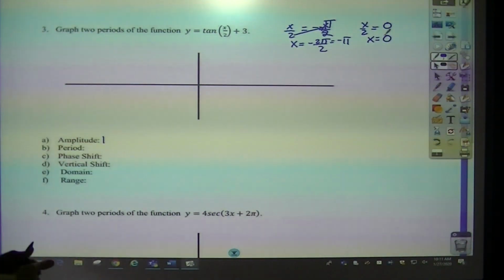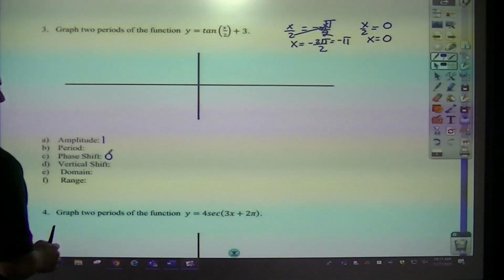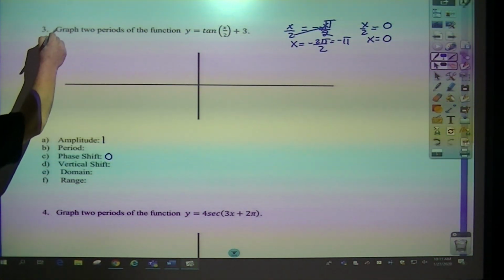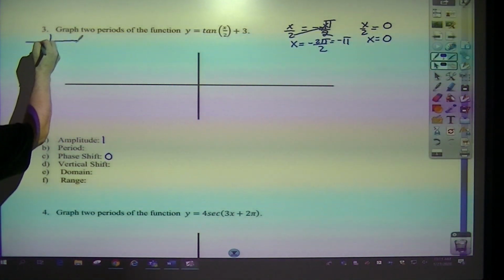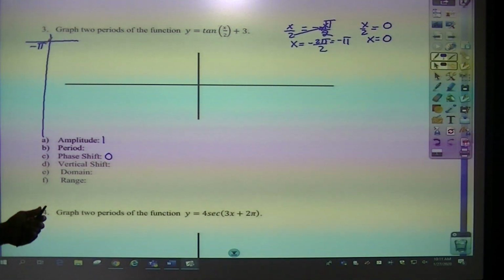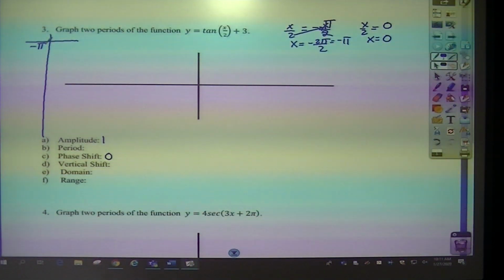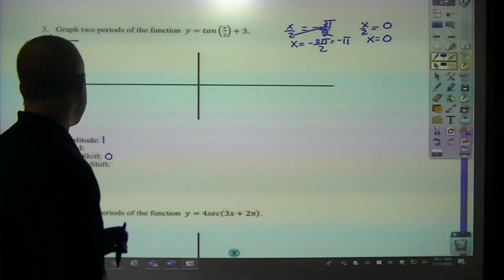My phase shift actually is 0 when I cross multiply that. This is where it's a little bit unique with tangent. My starting value, or angle, is still going to be negative pi, but my phase shift does not change in this case. It's going to be 0.